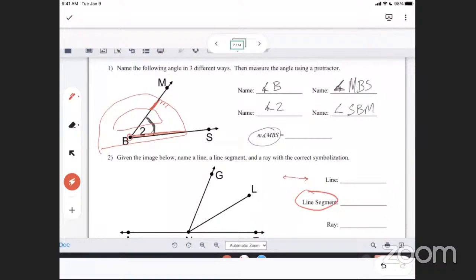The line segment would be this, because see how it ends here and it ends here? That would be a line segment. And your only line is going to be this one down here, because see how there's arrows on both sides? That's the only line you have.